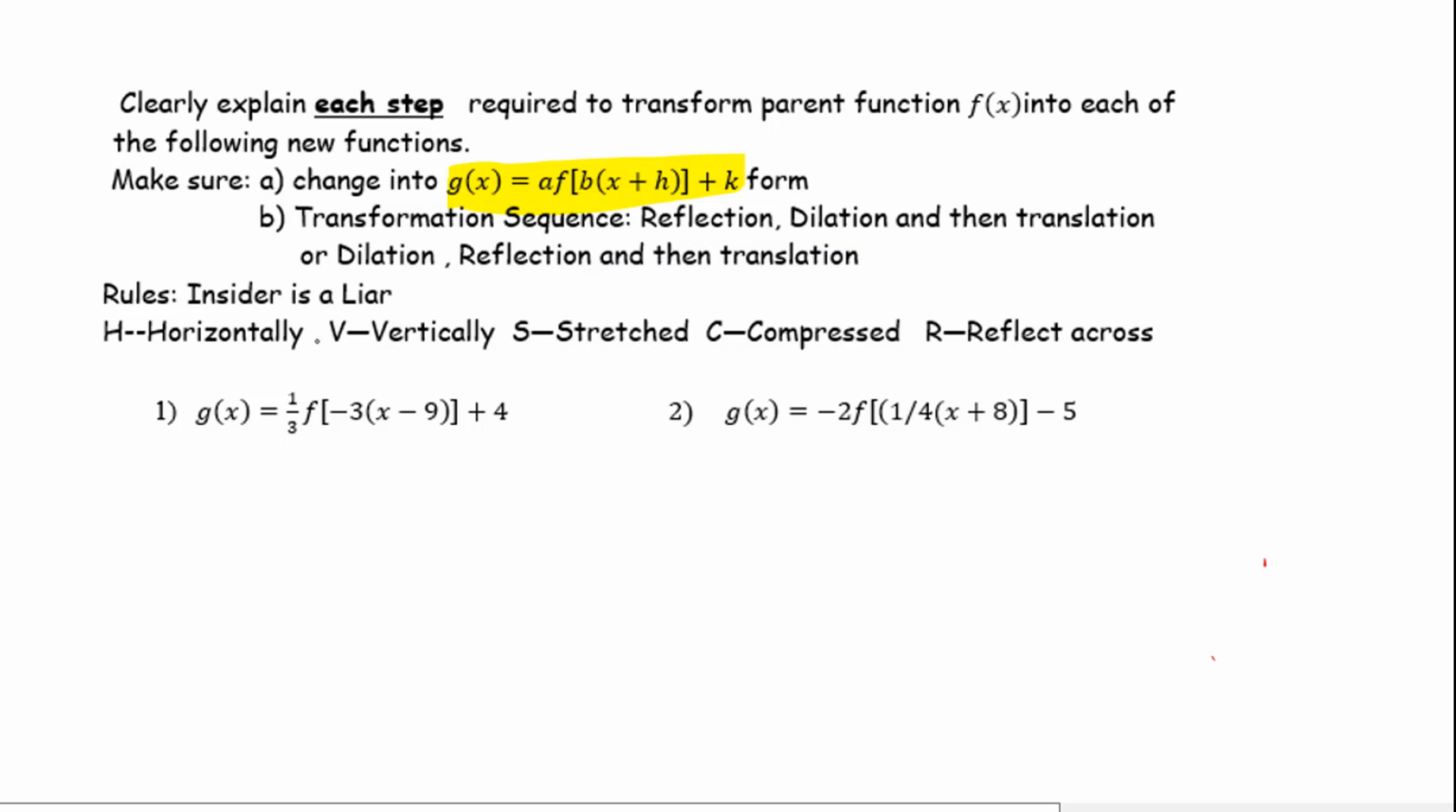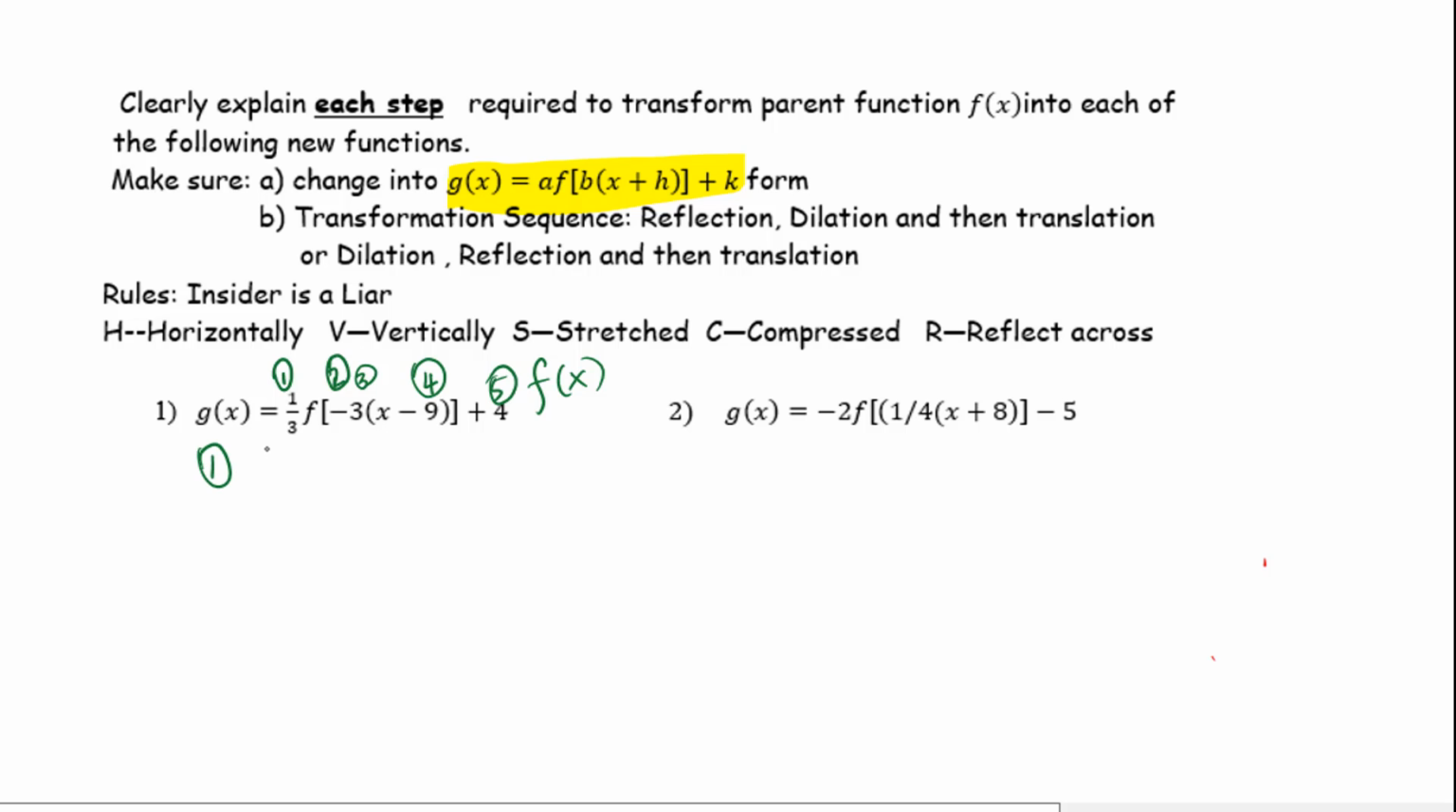For question 1, the parent function is f of x. So compare g of x to f of x. If you have an extra number, we need to do a transformation. 1 over 3 will be the first step. The negative sign is the second step. 3 is the third step. Negative 9 is the fourth step. 4 is the fifth step.